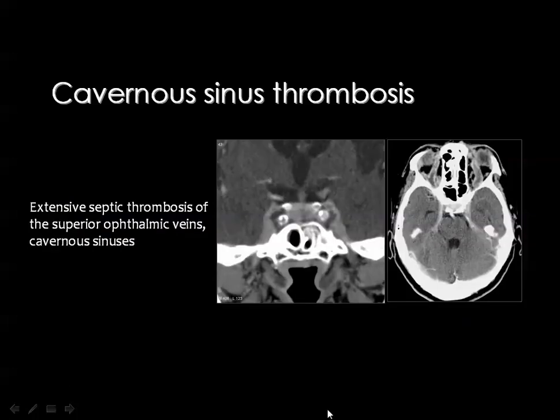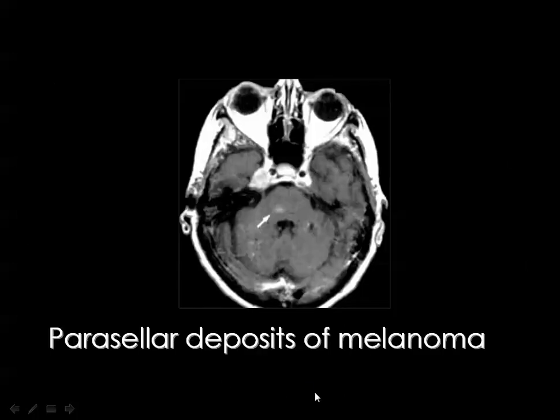Then here is an extensive case of bilateral cavernous sinus thrombosis and bilateral thrombosis of the superior ophthalmic vein. You see extension of the thrombus into the superior ophthalmic vein here, and another thrombus into the opposite vein.